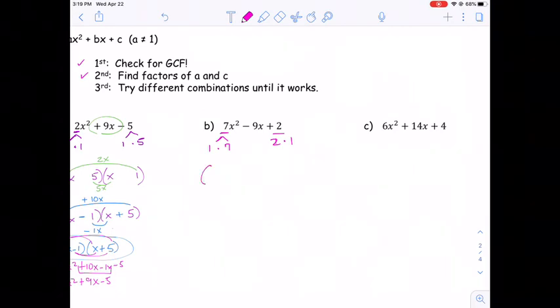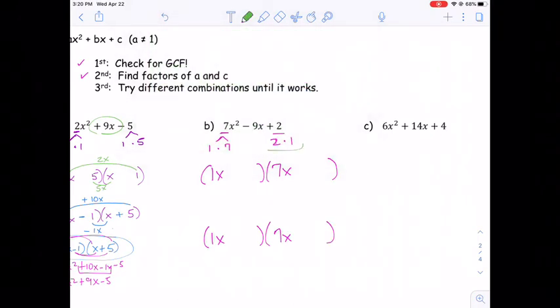So the 1 and the 7 I'm going to put in my first position. 1x times 7x would give me that 7x squared. I'm going to make 2 of these because I have 2 options with that 2 and the 1. I could put the 2 in the first parentheses and the 1 in the second parentheses, or I could put the 1 in the first and the 2 in the second. Those are my only options.